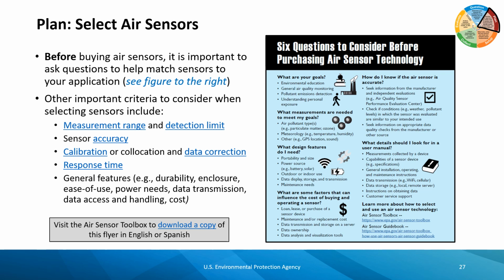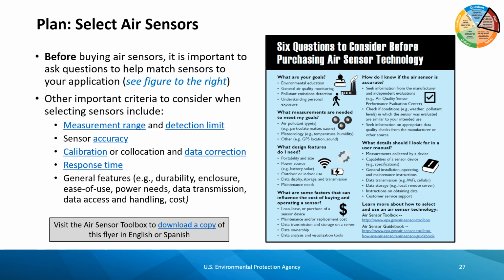Question 3. What design features do I need? Based on where and how you want to make measurements, you can identify the features that are most important to you. For instance, if you want to walk around to make measurements, you will need a battery-operated device.